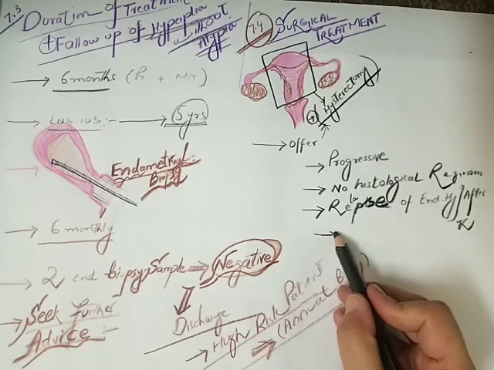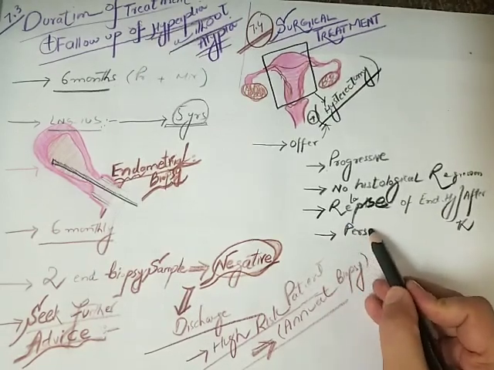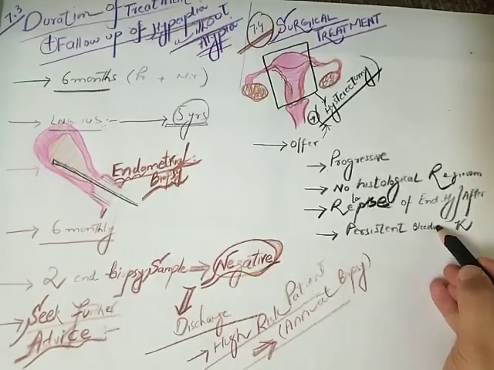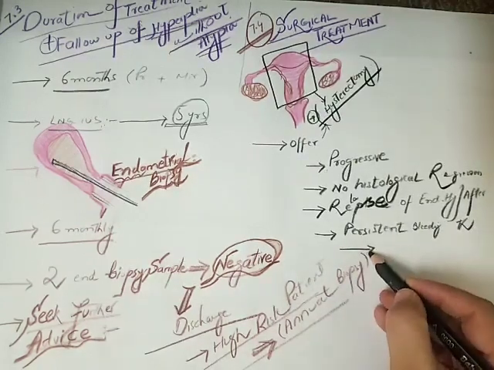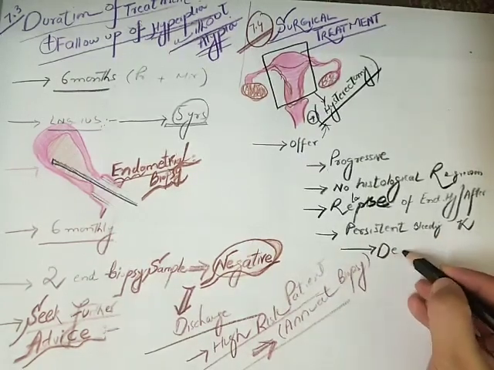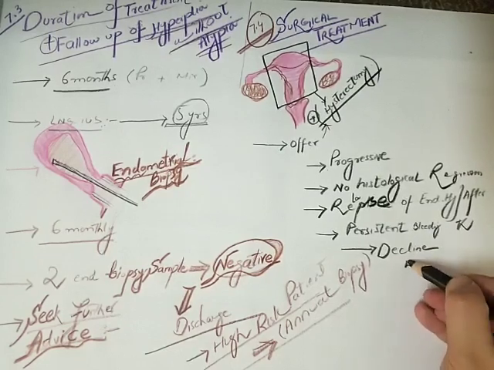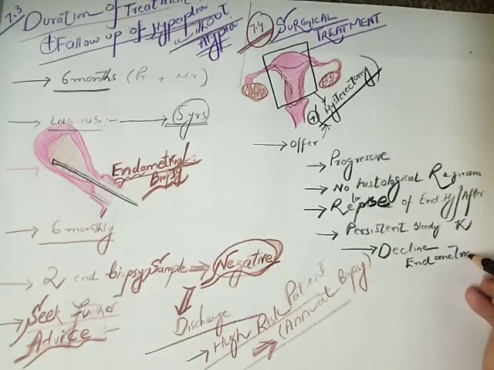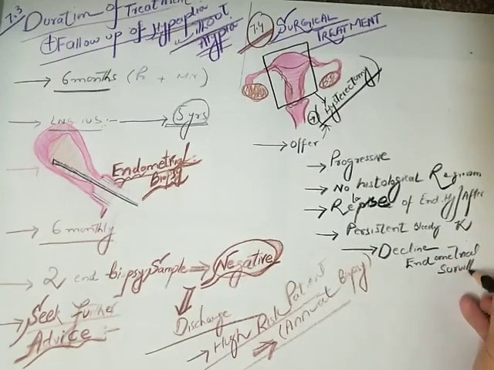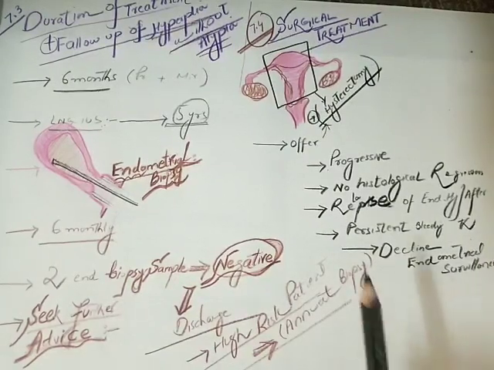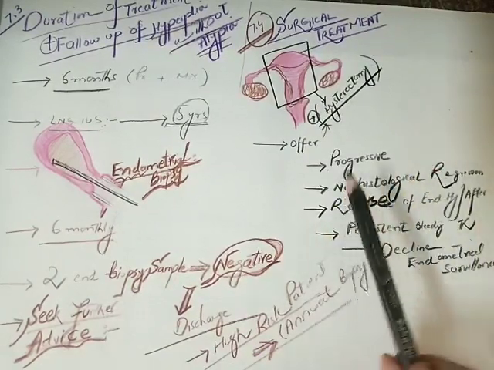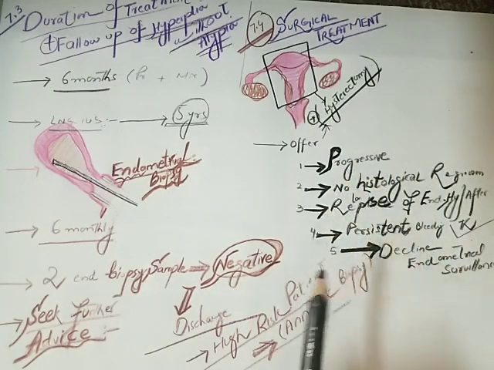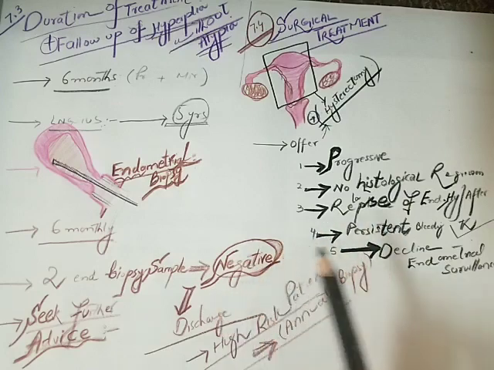A certain group of women are having persistent bleeding, and there is another group of women who decline to undergo endometrial surveillance. So all these groups of women should have, or we can offer them, the choice of hysterectomy. So there are 5 main indications for a hysterectomy in patients with endometrial hyperplasia without atypia.